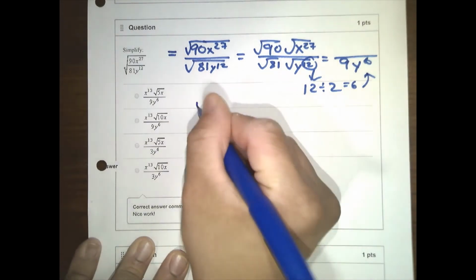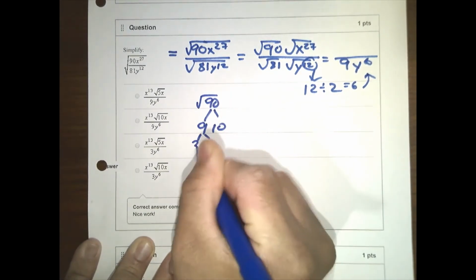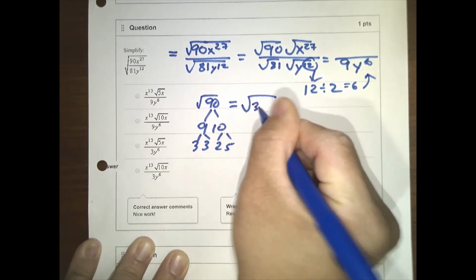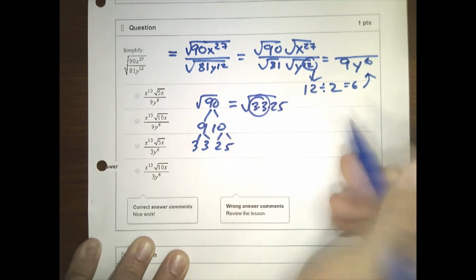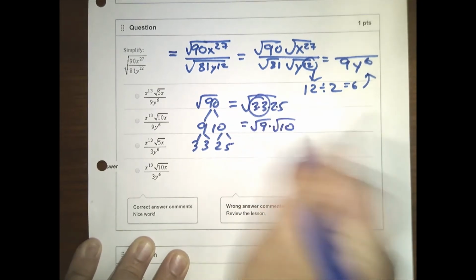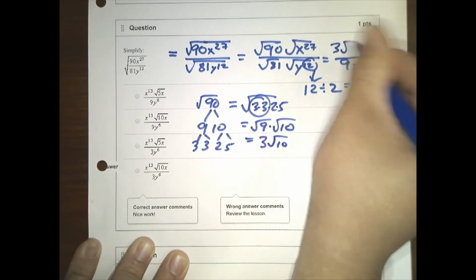So square root of 90. All right, 90 is 9 times 10. 9 is 3 times 3. 10 is 2 times 5. So I have square root of 3 times 2 times 5. And square root of 9 times square root of 10. And square root of 9 is 3. So that's 3 square root of 10.